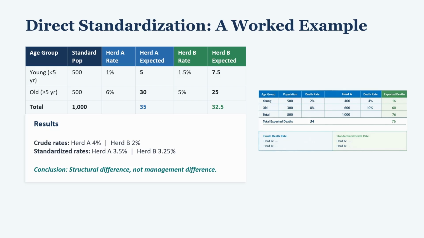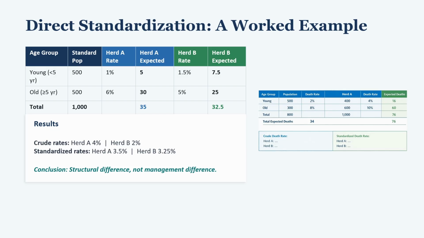Compare these standardized rates to the crude rates. Herd A was 4% crude and 3.5% standardized. Herd B was 2% crude and 3.25% standardized. After removing the confounding effect of age structure, the rates are nearly equal: 3.5% versus 3.25%. The apparent doubling of mortality in herd A was almost entirely explained by its older age structure, not by worse management. This is standardization doing its job.